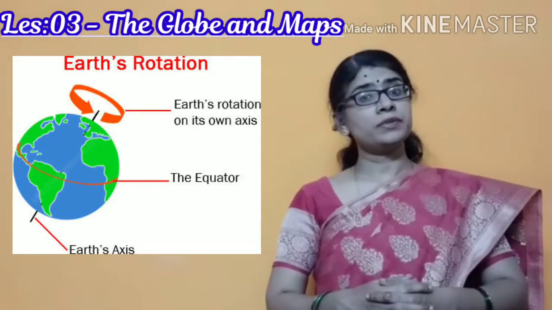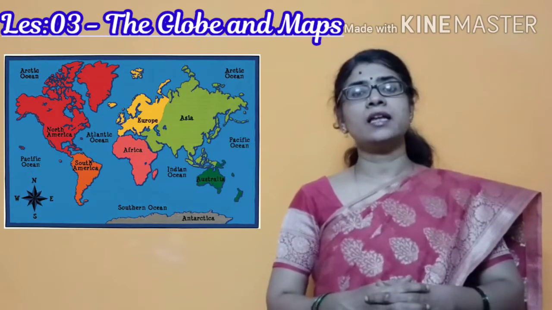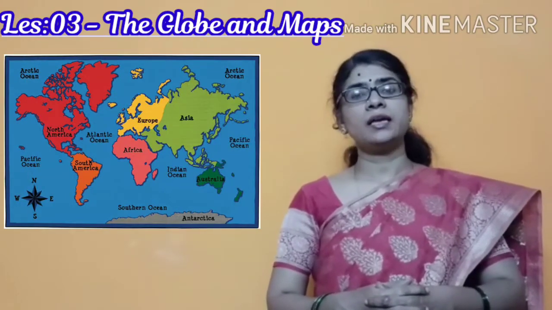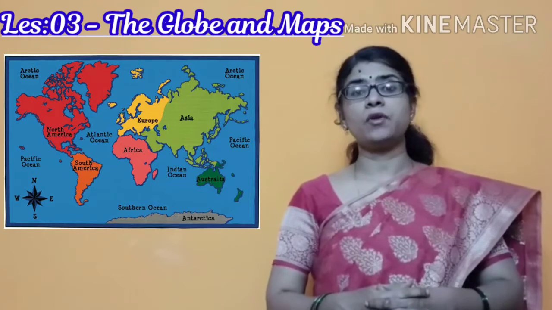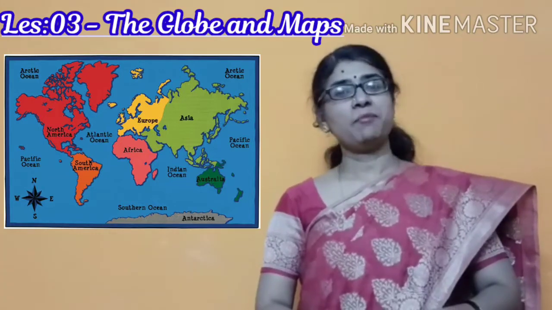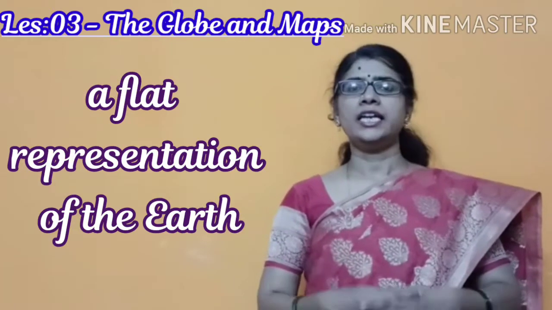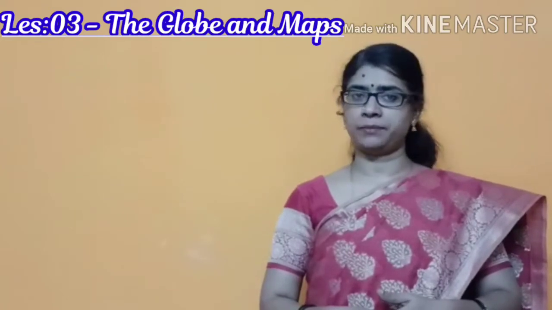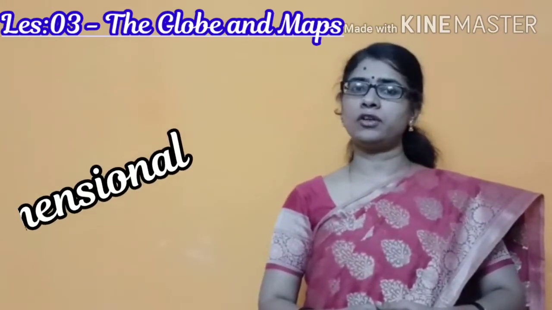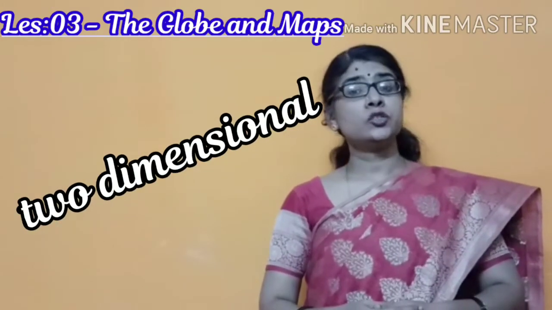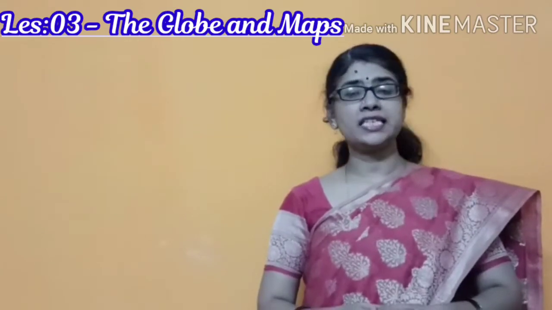So the next object which is helping you to learn about our earth is the map. You are going to learn about map now. A map is a flat representation of the earth, children. It also shows the same information as the globe shows, but in more detail. Very small details also can be shown clearly on a map. It is two-dimensional. It is flat in surface.